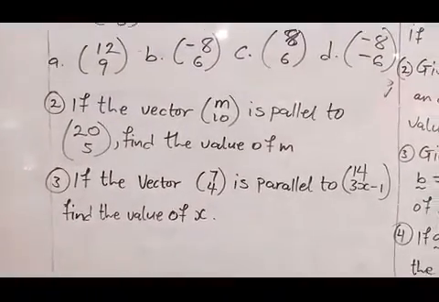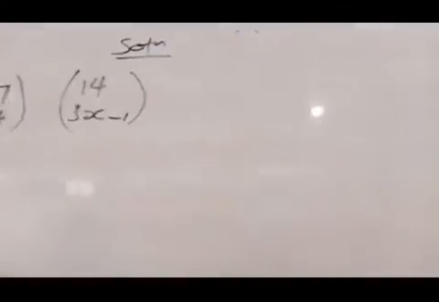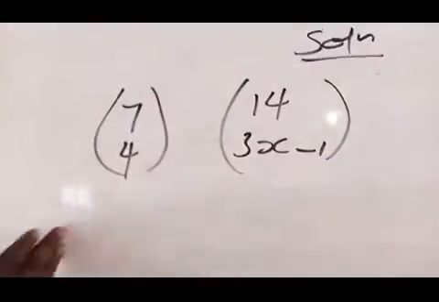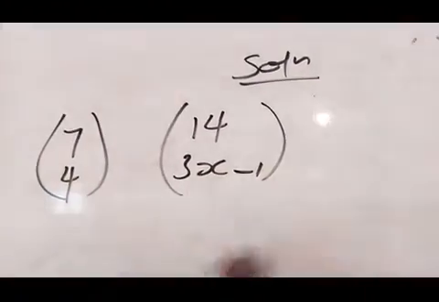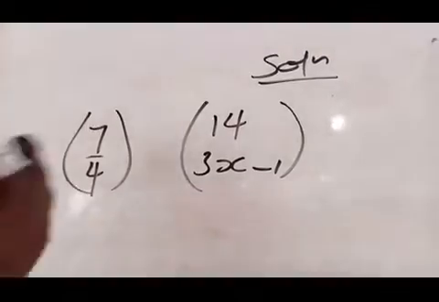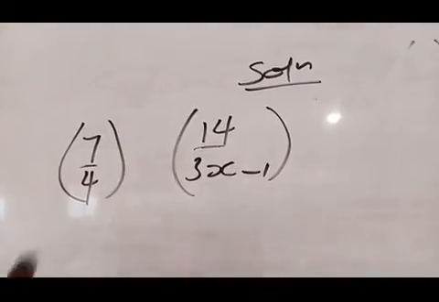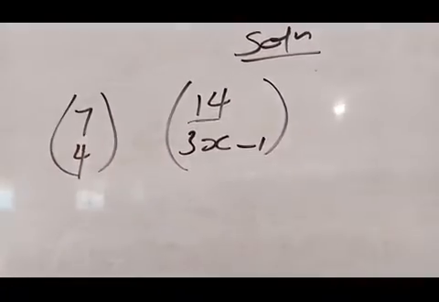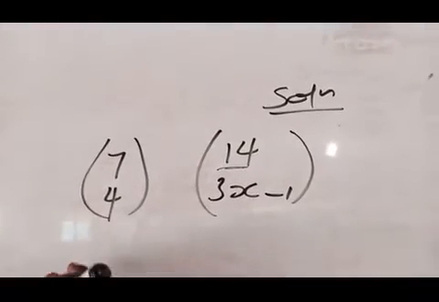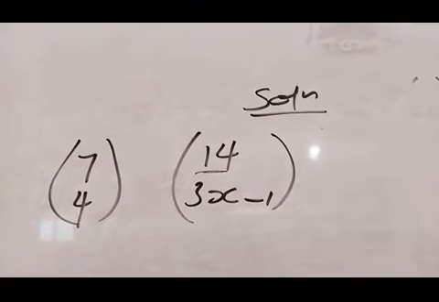So if this is parallel to that, then it means that the gradient of this should be equal to the gradient of that. Or this should be a scalar multiple of that. You can see that in the first one we have 7 as the x coordinate, and in the second one we have 14 as the x coordinate. So it means that we multiplied the first one by 2 to get the second one. So you can easily say that twice of this is equal to that. Or you can also use the gradient approach.